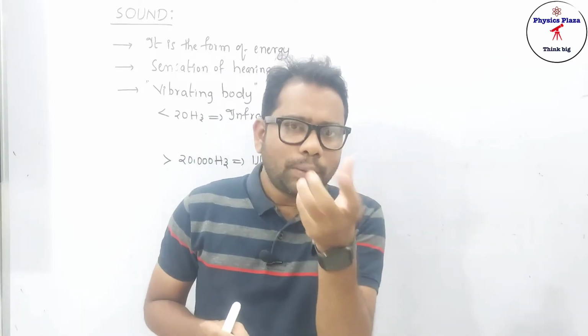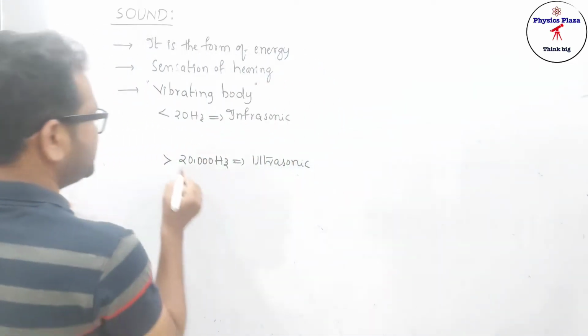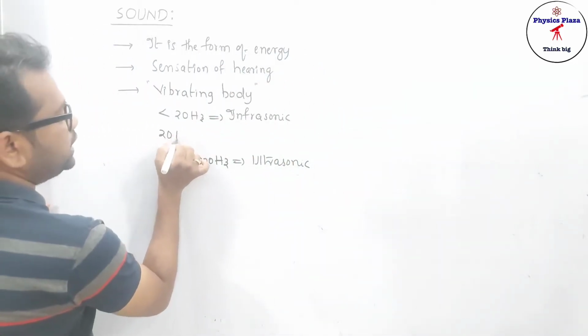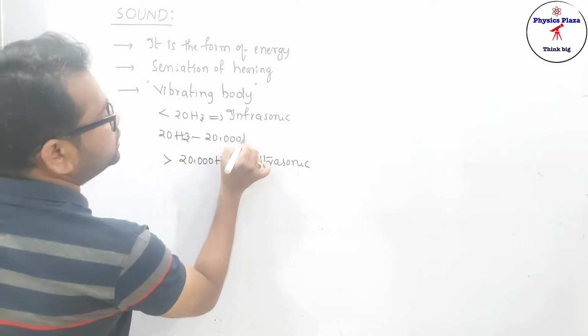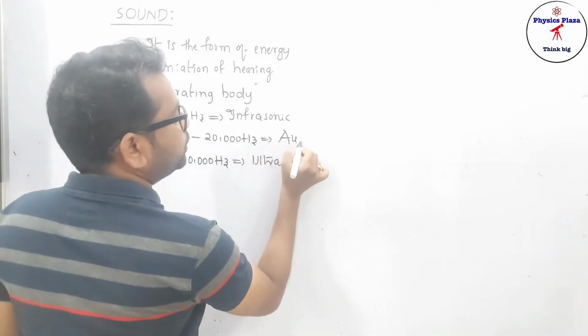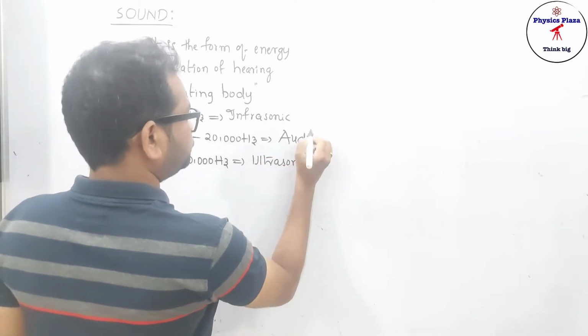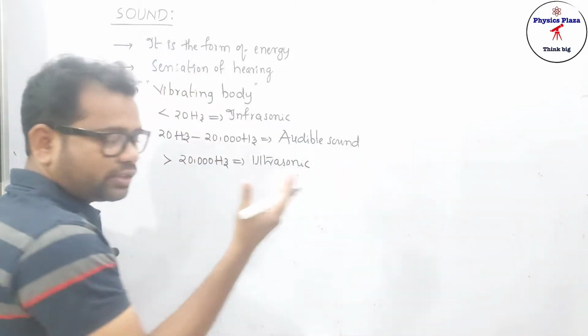So we have a particular limit. There is a range for us. What is that range, children? Yes, we have 20 hertz to 20,000 hertz, children. This we call the audible range. It is also called audible sound, or simply sonic sounds.